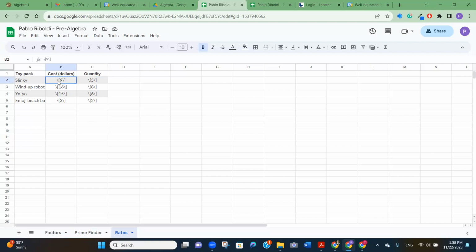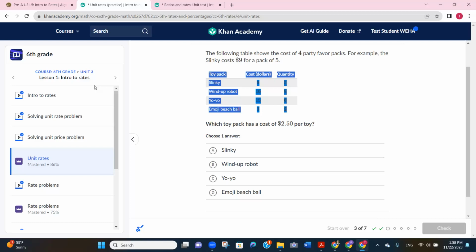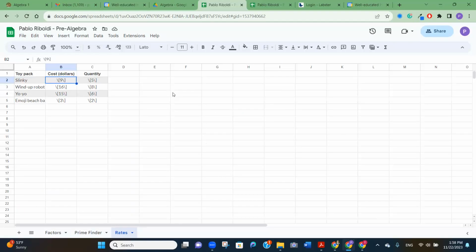These little signs here are basically the formatting of the data that happens on this other screen. So we are going to have to clean up the data, but I just type over. So I'm going to type 9, 16, 15, and 3 to replace that with numbers, and then 5, 8, 6, and 2. So pretty fast to do that. Okay, I have that done there.